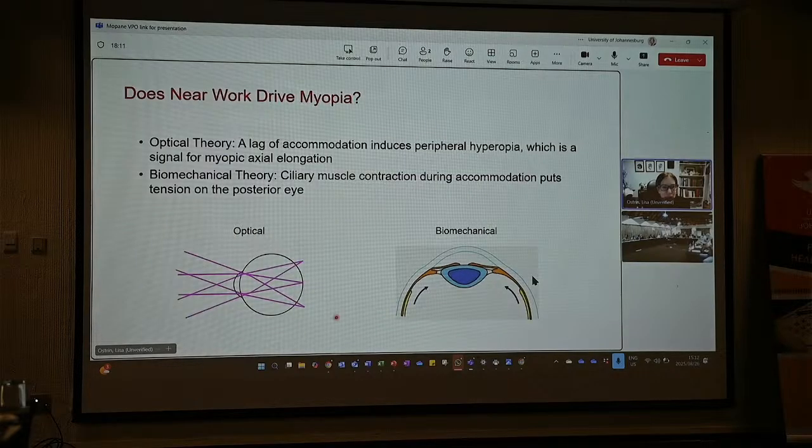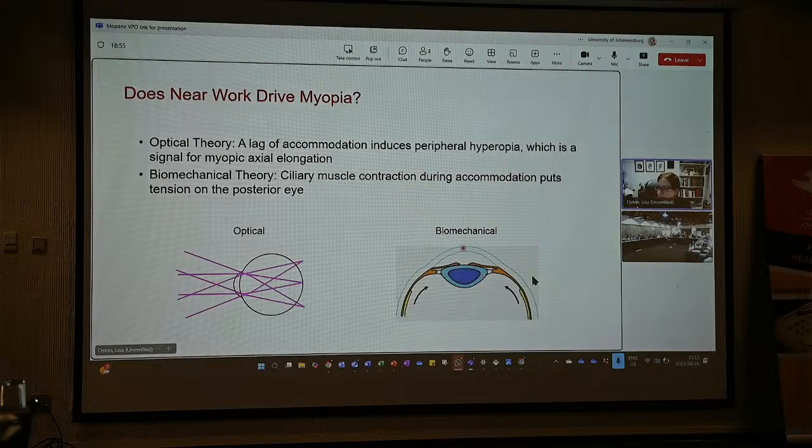So first of all, why possibly would near work drive myopia? There are two prevailing theories on why that could be, the optical theory and the biomechanical theory. Starting with the optical theory, the thought is that when children are accommodating, their accommodation is not accurate, leading to a lag of accommodation, which induces optical defocus, peripheral hyperopia, which is believed to be a signal for the eye to grow longer. So the eye, through emmetropization, tries to meet that focal plane. So this peripheral hyperopic signal is a cue for the eye to grow.